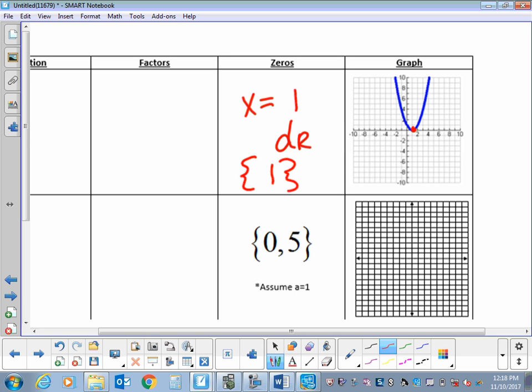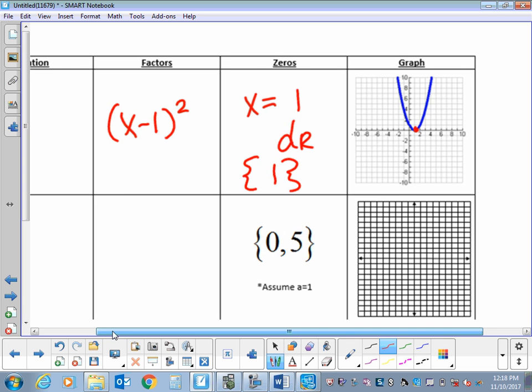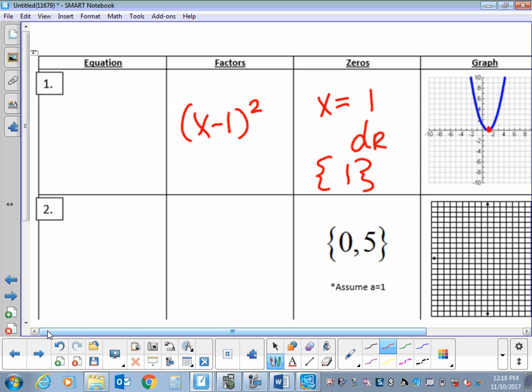So what are my factors here? X minus 1 squared, or you can write it twice. For your equation, all you are doing is putting in y equals on your factor. So your equation is y equals x minus 1 squared. Is there a way to check that? Factoring it, yeah, like if you FOIL it. Okay, let's try the next one.